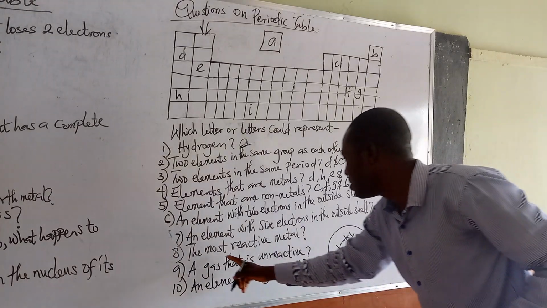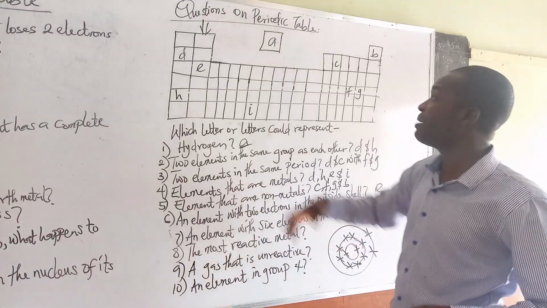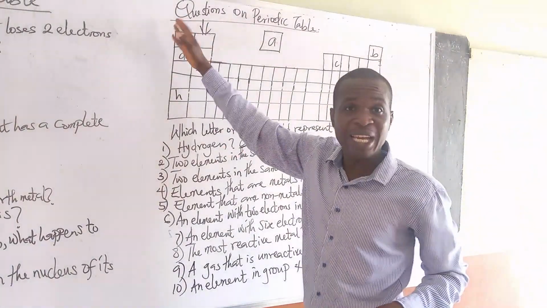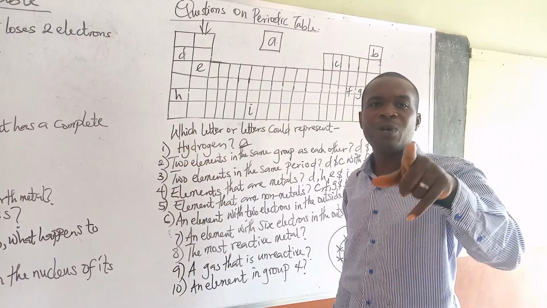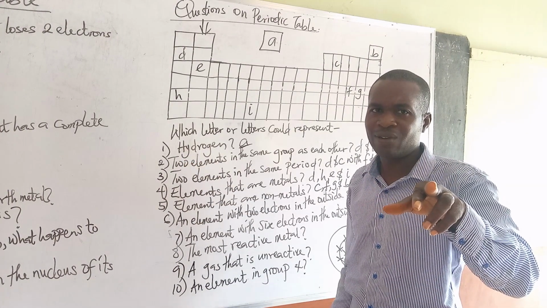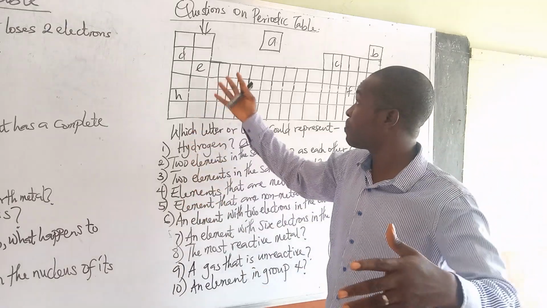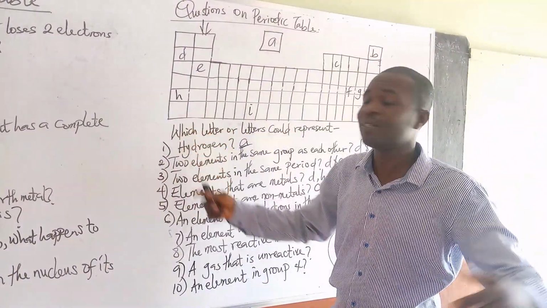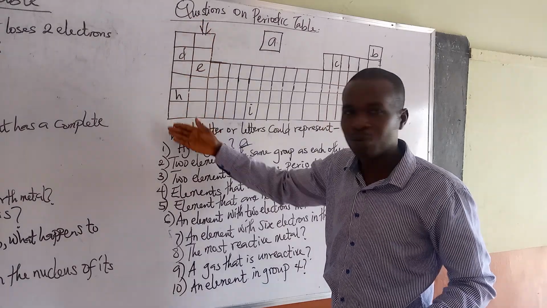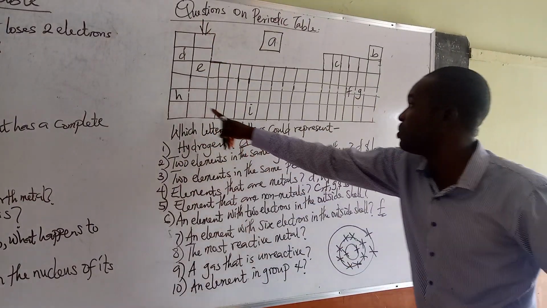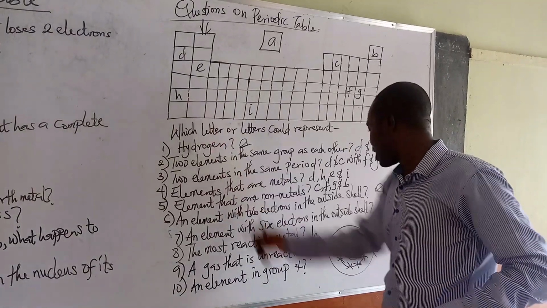Now let's continue. The most reactive metal. Now, the group 1 metals, the alkali metals, are the most reactive. But remember, when we're talking about the chemical properties of metals and elements in the periodic table, we said that reactivity increases down the group. So the most reactive now will be what? H, because down the group you found H there.